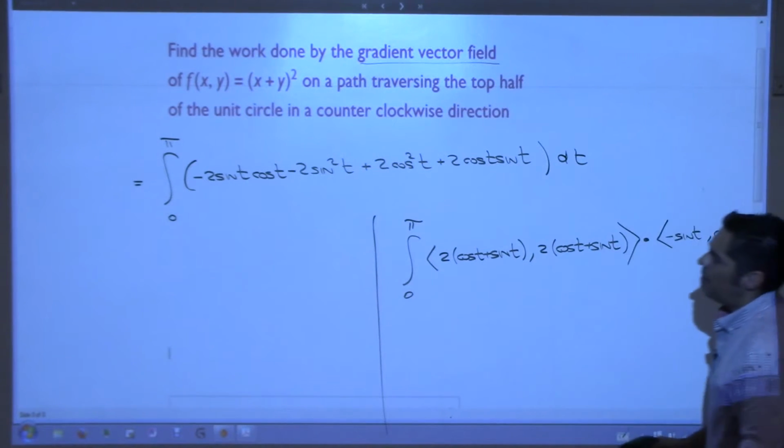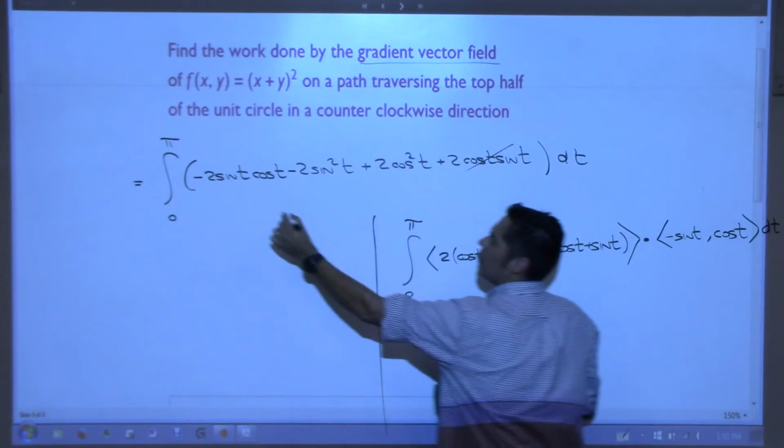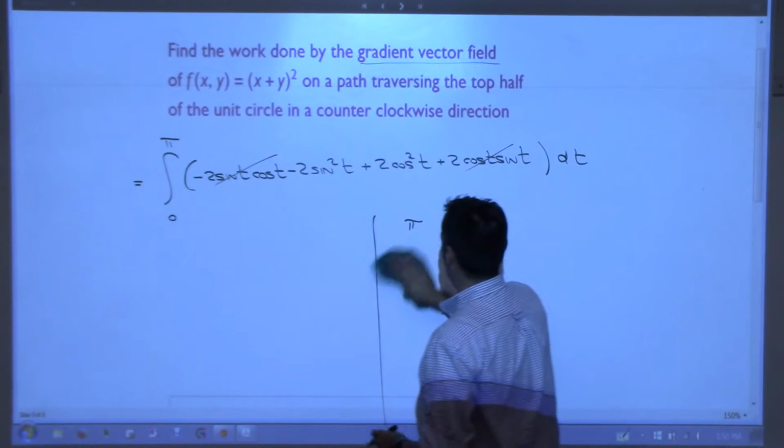Does anything good happen here? You can take a 2 out. Yep, you can. I see that. Do you see that? It's gone right there. Unfortunately, that's not a Pythagorean identity, right?